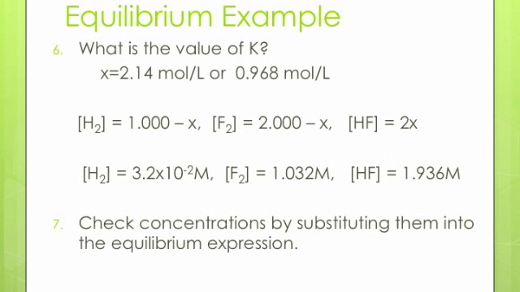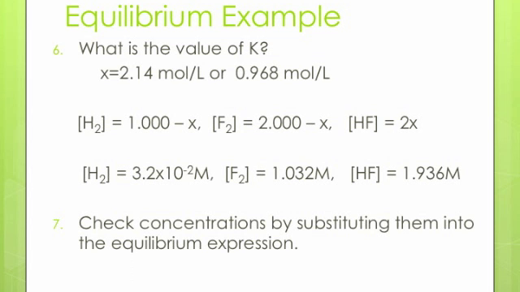Hydrogen gas is 1 molar minus X, which gives us 3.2 times 10 to the negative second molar. Fluorine gas was 2 molar minus X, which gives us 1.032 molar. And finally, HF was 2X, which equals 1.936 molar.